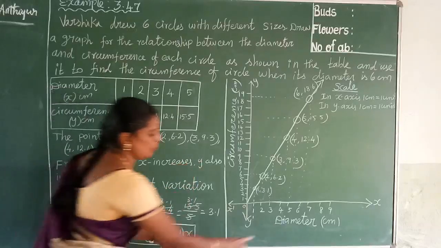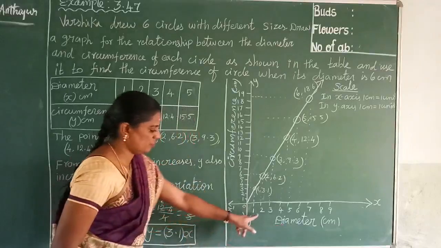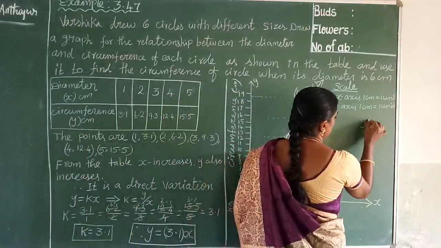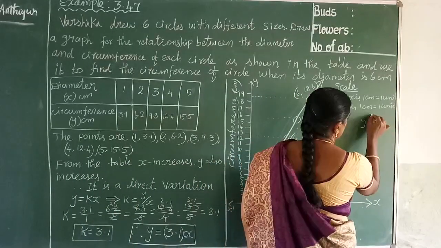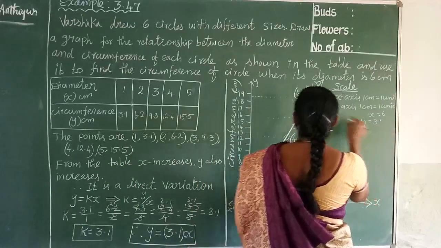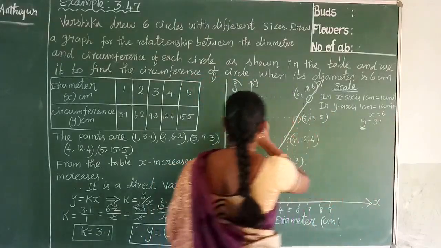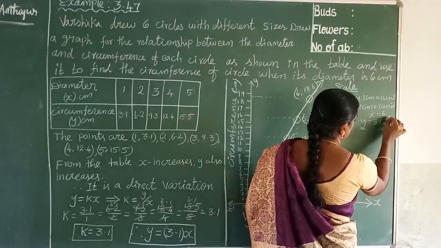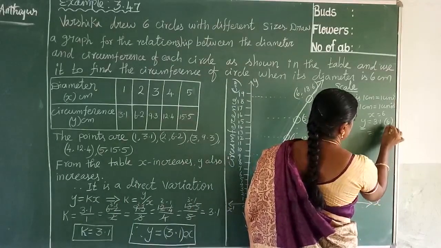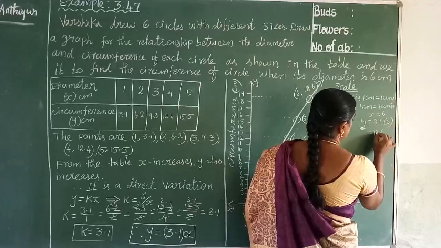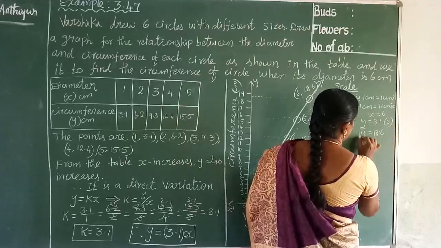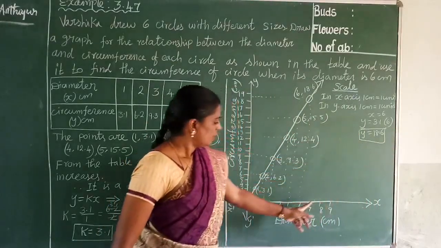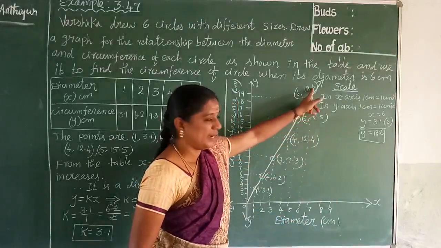Here diameter is given, no? So diameter is what value? X value. So x is 6. You substitute y equal to 3.1 into x, that is the x value 6. Circumference you want to find, that is y. You substitute y is equal to 3.1 into 6. So multiply: 6 ones are 6, 6 threes are 18. So y answer is 18.6. So you check in the algebraic method. We get the answer 6, 18.6.